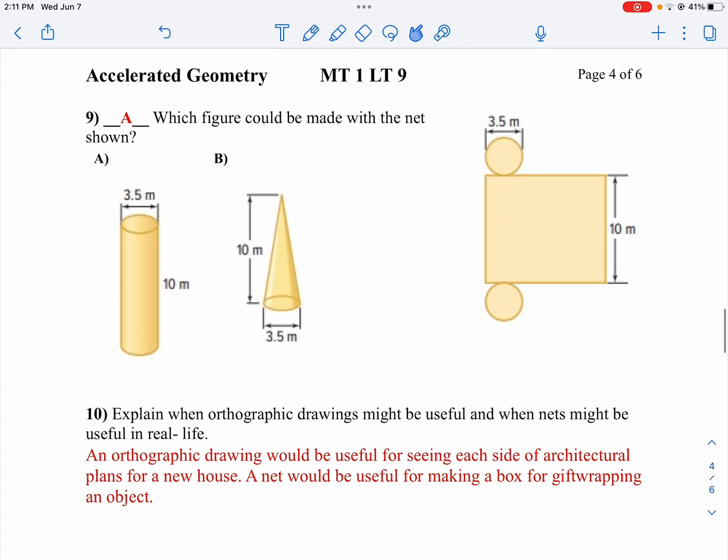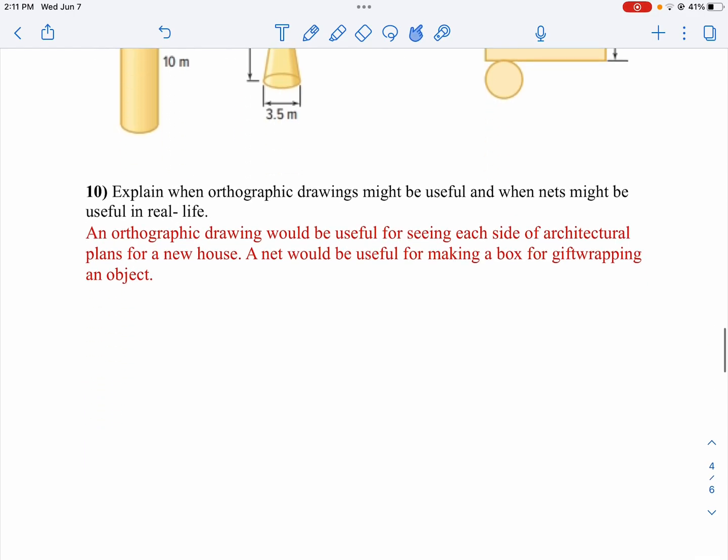On question 9, notice we've got 2 circles, so that tells me it's going to be a cylinder, so that's why the correct choice is A. And then on question 10, an orthographic projection would be useful when you're seeing them for a blueprint or plans for a house. A net will be useful if you're going to make the shape for gift wrapping or something like that.